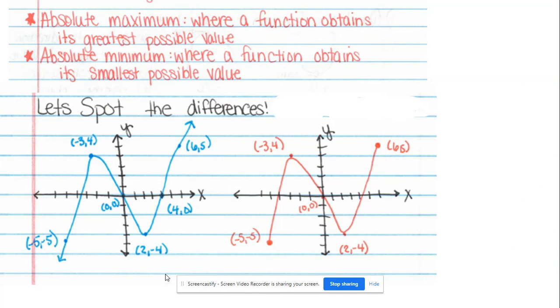So we're going to compare relative and absolute maximums and minimums using these two pictures. I did choose to do them in different colors. You don't have to. You do need to try and get them to look as similar as possible because they're supposed to be the same thing, the same shape, but with a couple different things on them. So copy the graphs down. What I did first was I plotted the key points that I have labeled and then connected the dots as smoothly as possible.